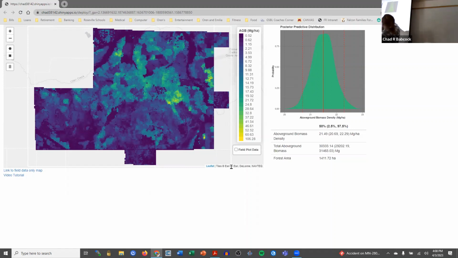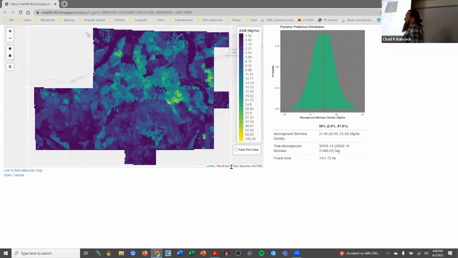Our best estimate would be the highest density estimate there, the mean of this whole thing. We get 21.49 megagrams per hectare. And then to produce my 95% uncertainty interval, I take a quantile interval over this posterior predicted distribution. So it's between 20.69 and 22.29.